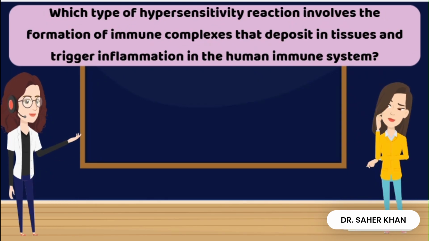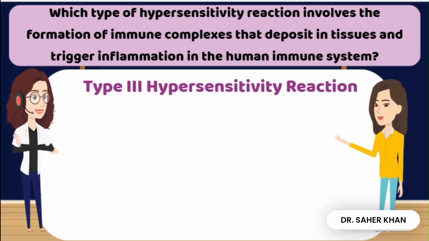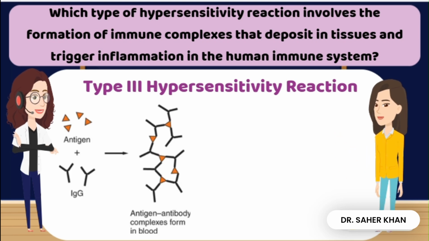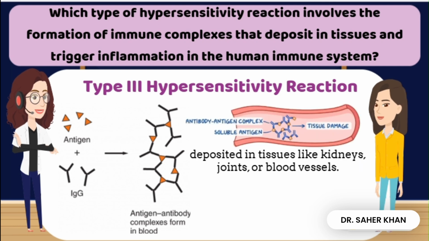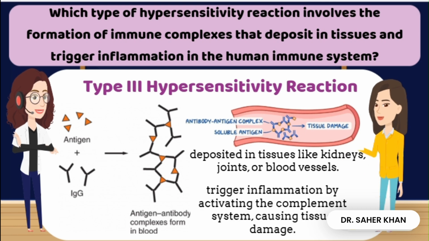Good. Next question. Which type of hypersensitivity reaction involves the formation of immune complexes that deposit in tissues and trigger inflammation in the human immune system? It is type 3 hypersensitivity. In type 3 hypersensitivity, antigen-antibody complexes form in the blood and get deposited in tissues like kidneys, joints, or blood vessels. And these deposits trigger inflammation by activating the complement system and causing tissue damage.